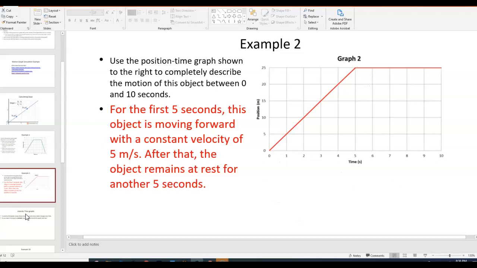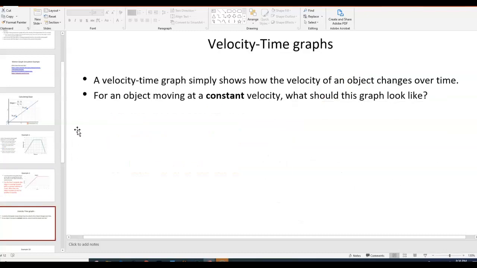Okay, so the last thing we're going to look at in this video is velocity time graphs. A velocity time graph is exactly what it sounds like. A velocity time graph tells you how the velocity of an object changes over time. Now, if you're talking about an object that is moving at a constant velocity, then what should that graph look like? Well, a velocity time graph would have velocity on the y-axis, time on the x-axis, and if it's constant, that means not changing. Think about what a constant graph looks like. If it's not changing, it would be horizontal, like this. Okay, so that's what a velocity time graph would look like for an object moving at a constant velocity.